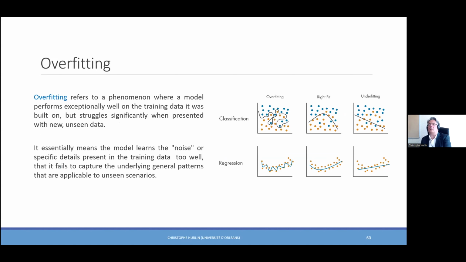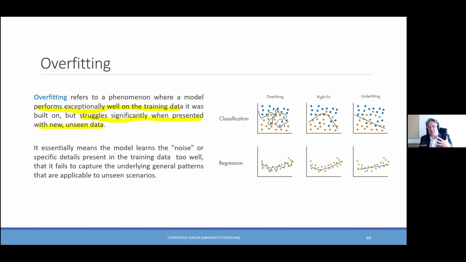What is overfitting? Overfitting refers to a phenomenon where a model performs exceptionally well on the training data, but struggles significantly when presented with new unseen data, so on a test set. In other words, I have a model with a very high R squared on my training data set, and I use this model on new data, so a test set, then the R squared largely decreases.